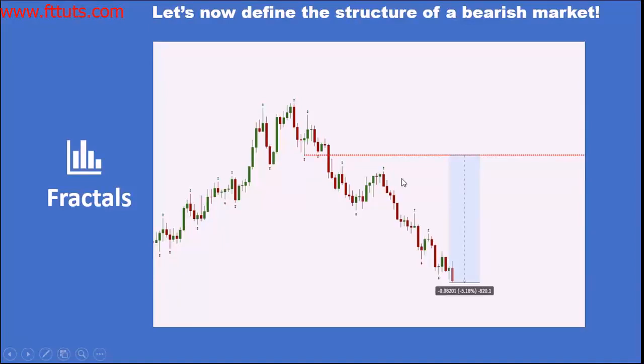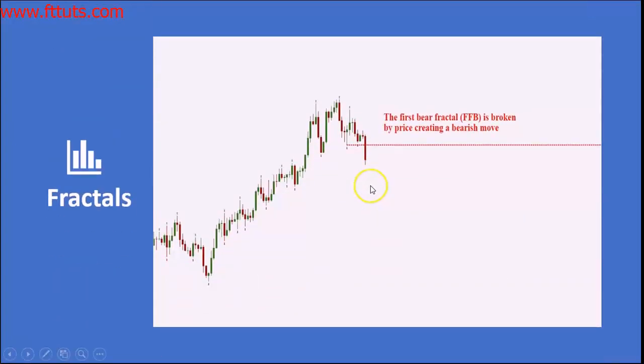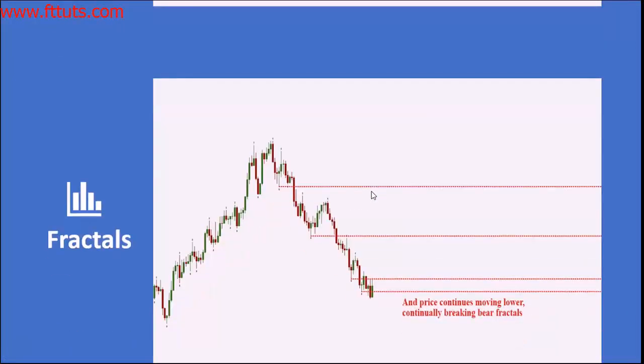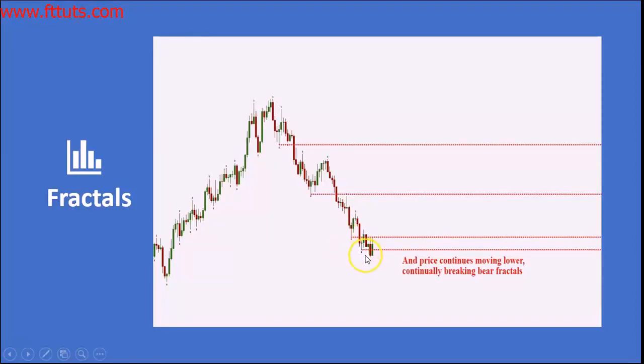So let's now define the structure of a bearish market. Based off of this first break, as you can see, the market continued to the downside. But the first bear fractal, which is the first fractal break, is broken by price creating a bearish move right here. The subsequent bear fractal break confirms the bearish move, creating a bearish trend. So you break the first fractal, the next bear fractal, and you see you haven't violated any bull fractals in the process. And then you violate the next bear fractal, and price continually moves down, breaking bear fractals.